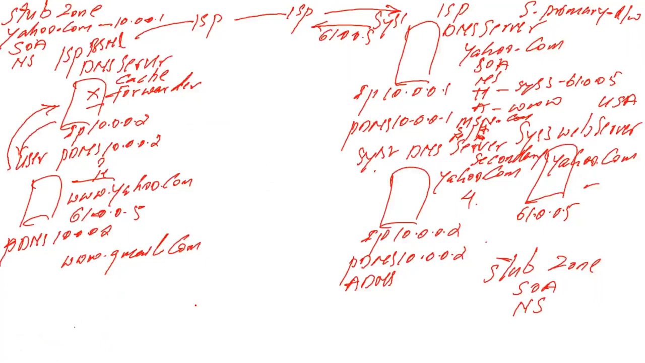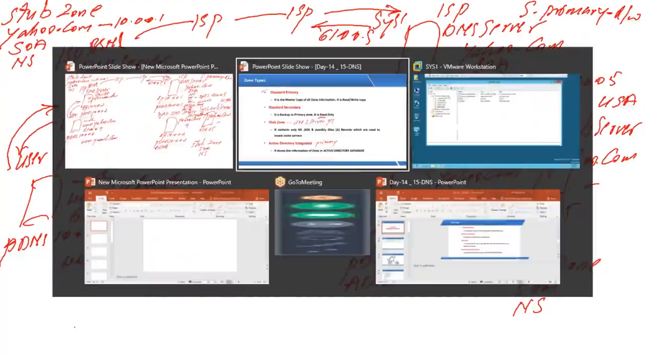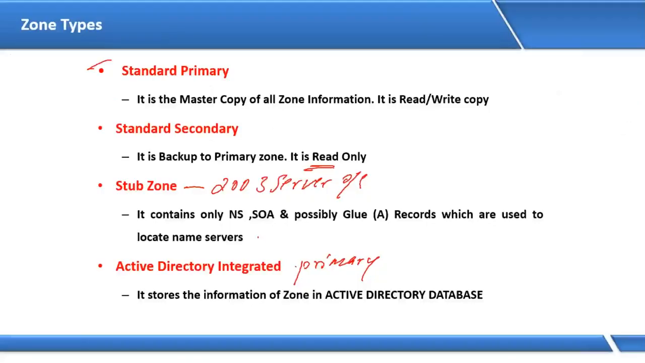Please write down one more point there. This zone contains service records. In brackets, write down 6 service records. Number 6. 6 SRV records, you can say, or service records.